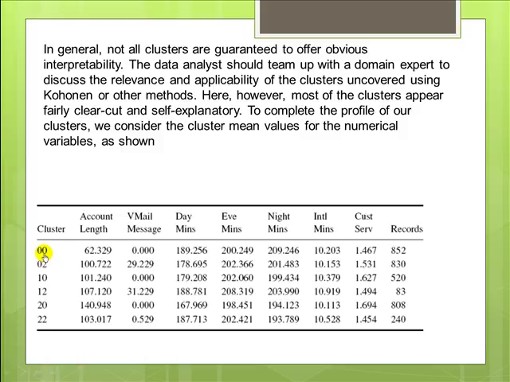So we're talking about cluster 0, 0, which represents a group of customers, and they averaged 1.467 customer service calls. Their international minutes were averaged at 10.2 international minutes. Maybe this is per day or per week, I don't know. I forget. That's too many hours, right? 209 night minutes per night, 200.249 minutes in the evening, and so on.